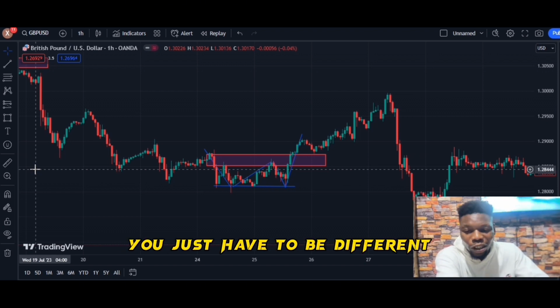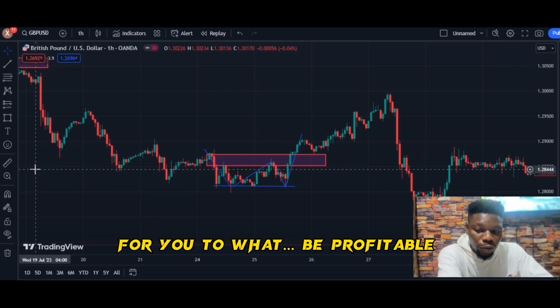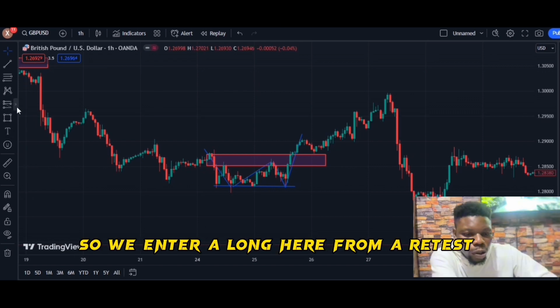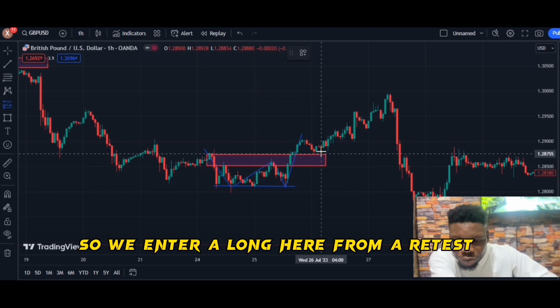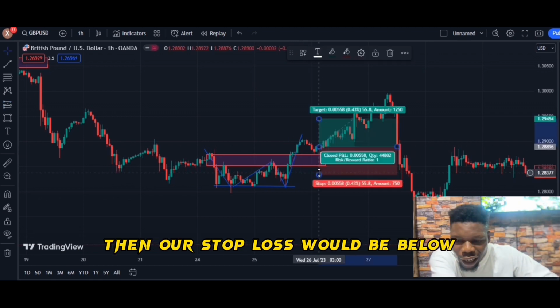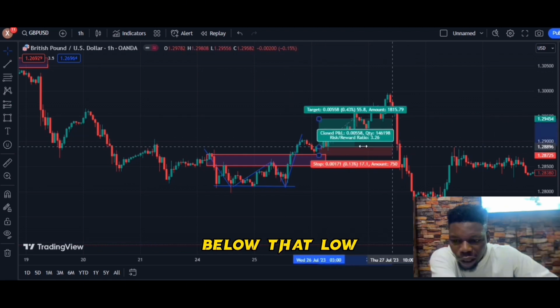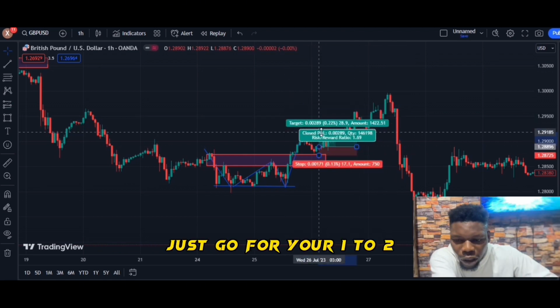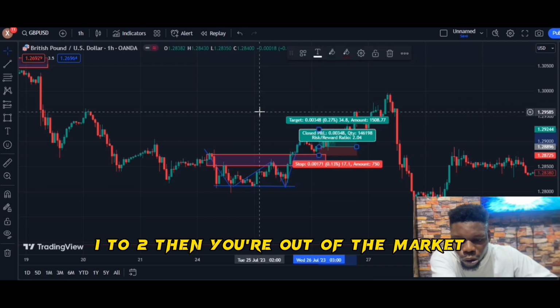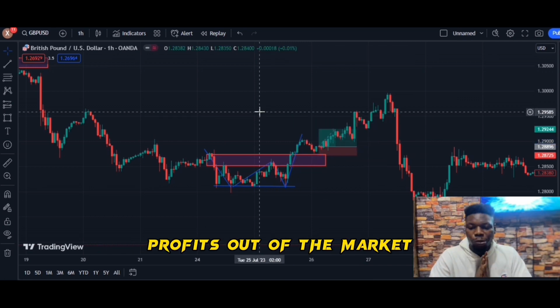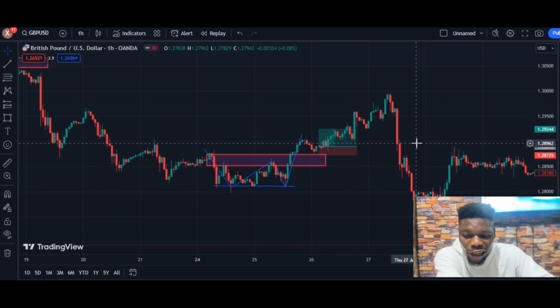You just have to be different to be profitable. We enter from the retest here, so we enter a long here from the retest. Then our stop loss will be below that candle that created that move, below that low. Just go for your 1 to 2. Don't be greedy. 1 to 2. Then you're out of the market. Profit. Out of the market. Simple.